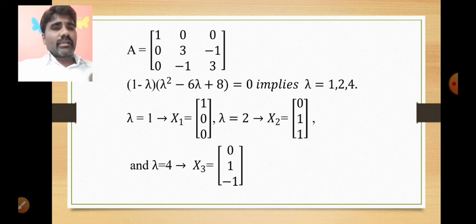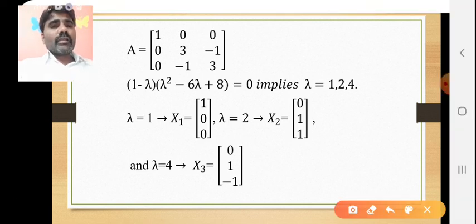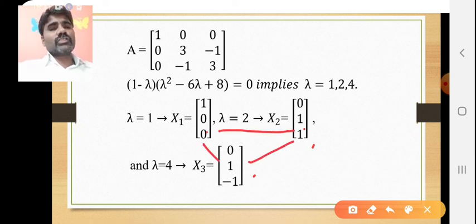We have to check x1 dot x2 will be 1 into 0 plus 0 into 1 plus 0 into 1, which is 0, and x2 and x3 are also orthogonal: 1 into 1 plus 1 into minus 1, that is 1 minus 1, will be 0. These two are also orthogonal. That's why whenever the given matrix A is real symmetric, the eigenvectors corresponding to distinct eigenvalues are orthogonal to each other.